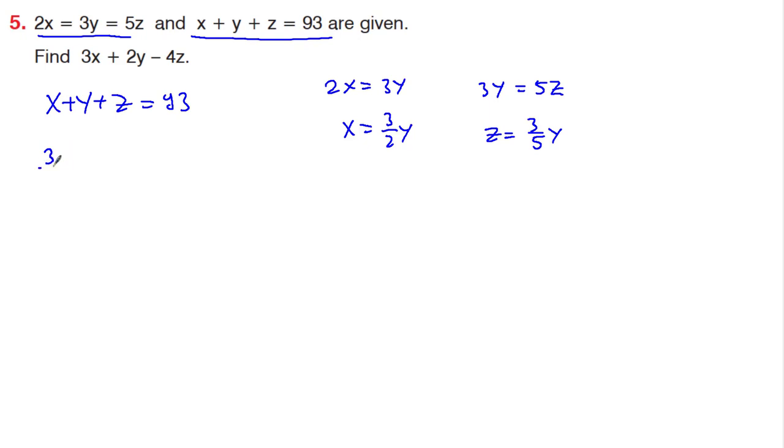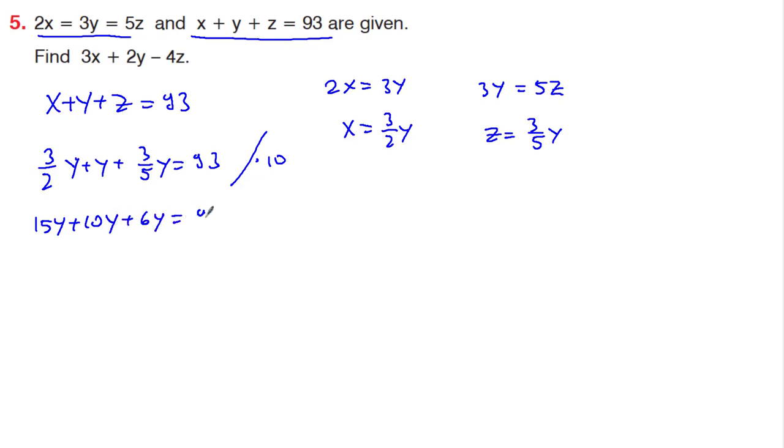So let's do it. 3 over 2 y plus 3 over 5 y, it's 93. If I multiply both sides by 10 to get rid of the denominators, I get 15y plus 10y plus 6y, it's 930. Add them up, it's 31y, it's 930. When you divide by 31, that is 30. So y is 30.